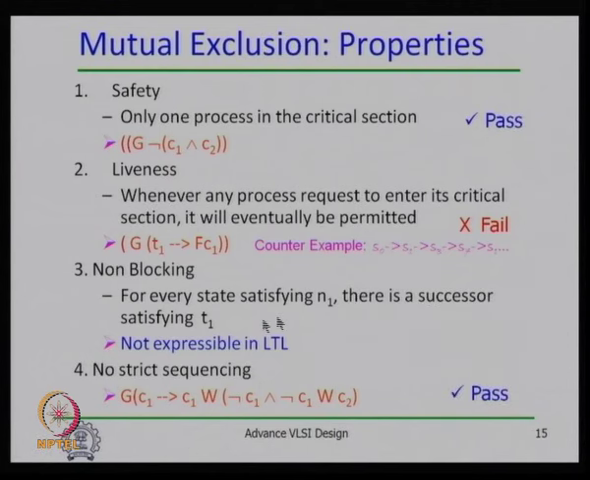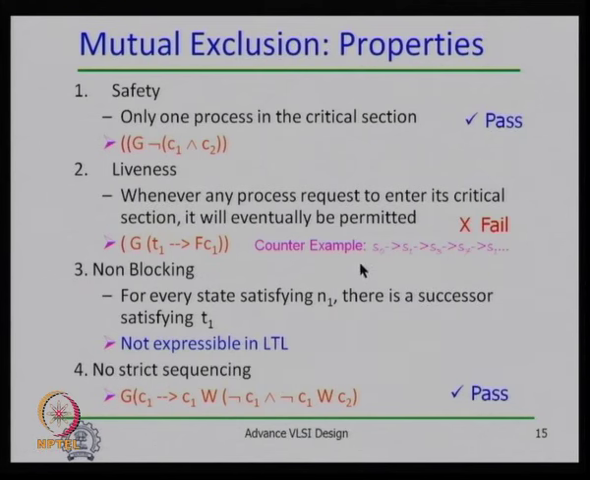Now, the third property is anyway not encoded in LTL. Then go back to the fourth property, and you will find in the computation path, you can do this on your own, that this property is always respected. So, that means the negation of this property holds good.